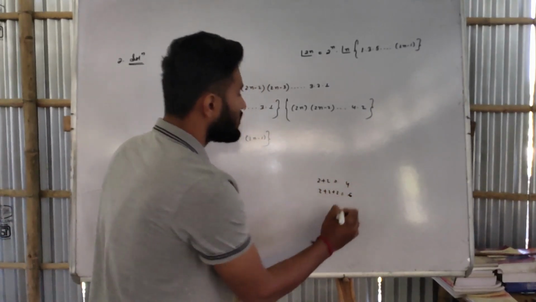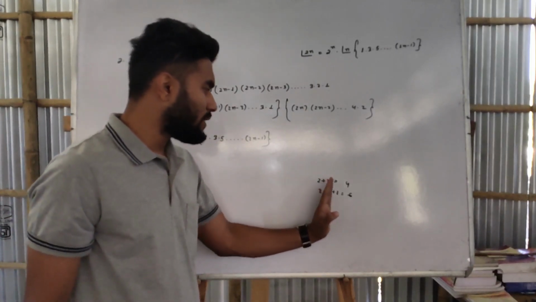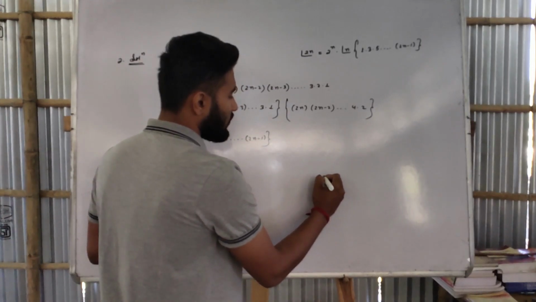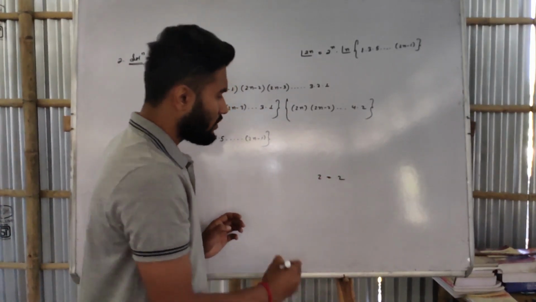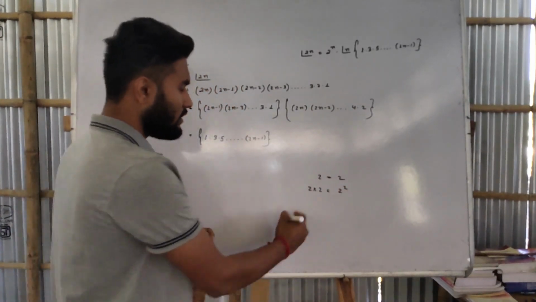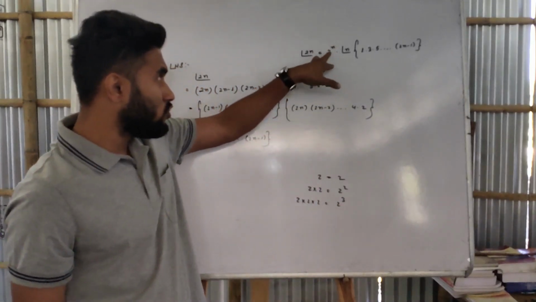2 plus 2 is 4. Sorry, 2 cube is 8, but I am getting 6 here. So this is not 2 plus 2 or 2 plus 2 plus 2. So what if we do a product here? 2 into 2 is basically 2 square. 2 into 2 into 2 is basically 2 cube, that is 8.